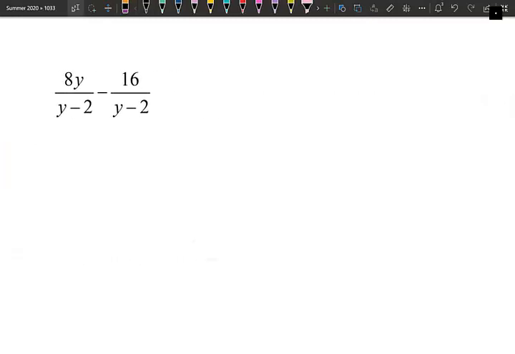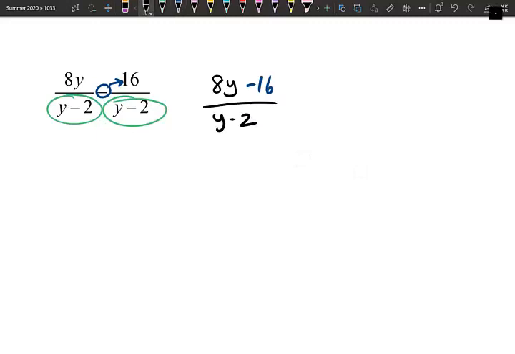All right, let's do this again. So we have 8y over y minus 2 minus 16 over y minus 2. They have the same denominator, so we can just combine like terms on top. So on top, we have 8y minus 16. And that's over y minus 2.